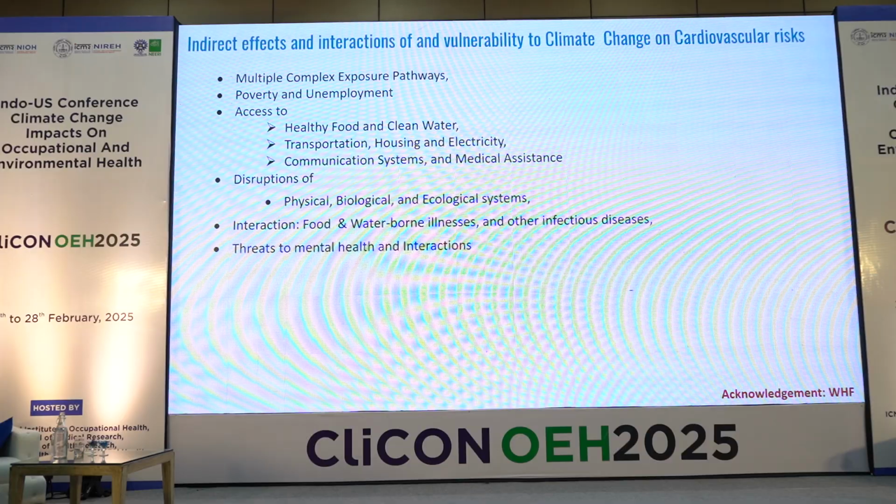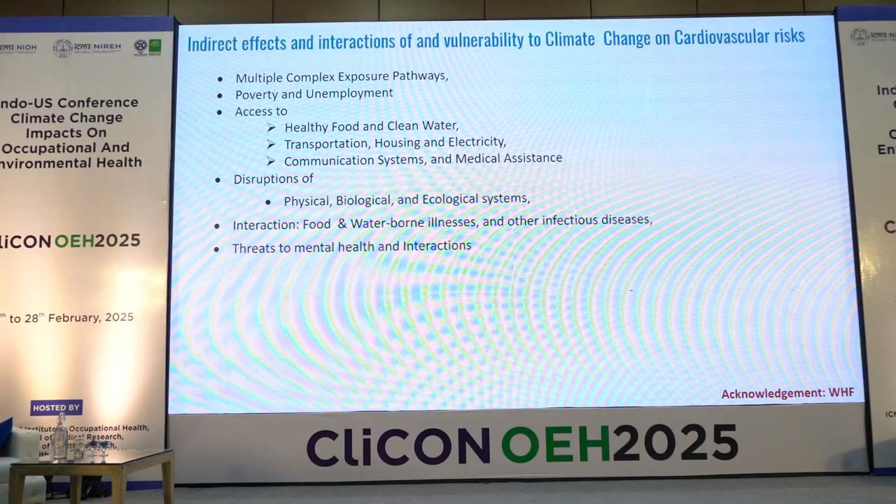So what are the indirect effects and vulnerability of climate change on cardiovascular disease? It goes through multiple complex pathways, and there are other social determinants such as poverty and unemployment, access to healthy food, access to health care, and several other things that contribute to the vulnerability. And the disruptions could be physical, biological, and through ecological systems. And as was pointed out very elegantly earlier, there are multiple interactions of various climate change factors.